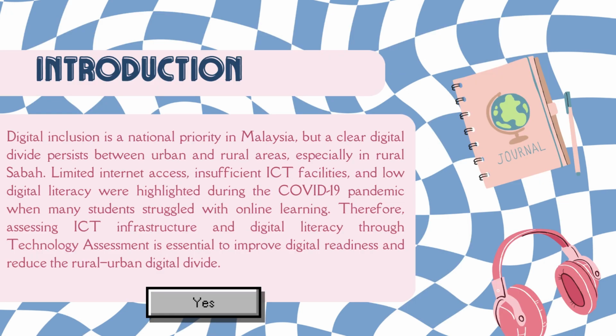Let's move to introduction. Digital inclusion is a national priority in Malaysia, but a digital divide still exists between urban and rural areas, especially in rural Sabah. Many schools face limited internet access, lack of ICT facilities, and low digital literacy. This issue became more evident during the COVID-19 pandemic when students struggle with online learning. Therefore, the study assesses ICT infrastructure and digital literacy in rural Sabah school using technology assessment to understand digital readiness and reduce the rural-urban digital divide.